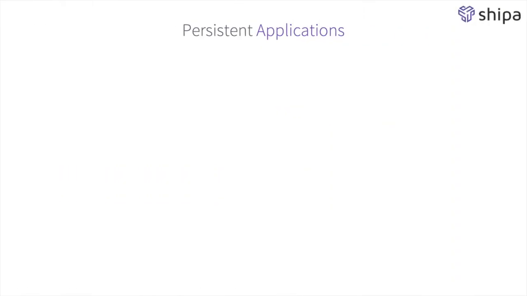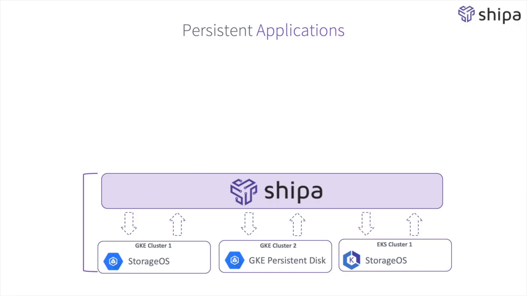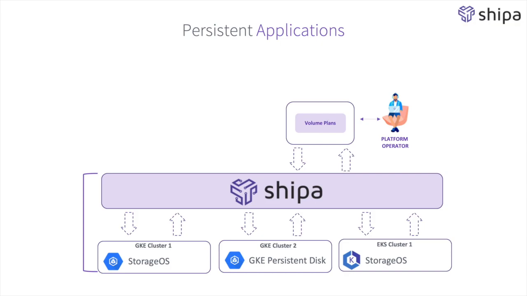In order to deliver this, Shipa breaks down the storage interface into two different objects. First one is volume plans, which are defined by the platform or DevOps engineering team. These volume plans will be pointing to the storage class of the desired storage vendor in the different Kubernetes clusters. Different volume plans can be created to point to different vendors. It is also important to mention that the volume plans are not tied to specific clusters. So if you have multiple clusters with the same storage vendor and class, the same volume plan can be used for creating and managing volumes across these multiple clusters.